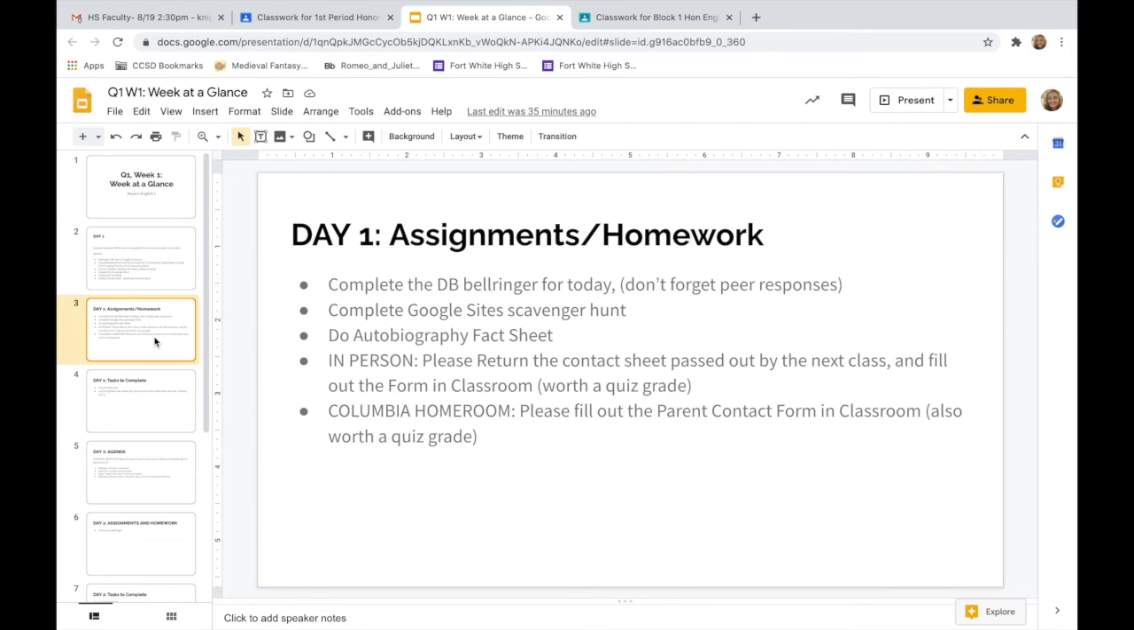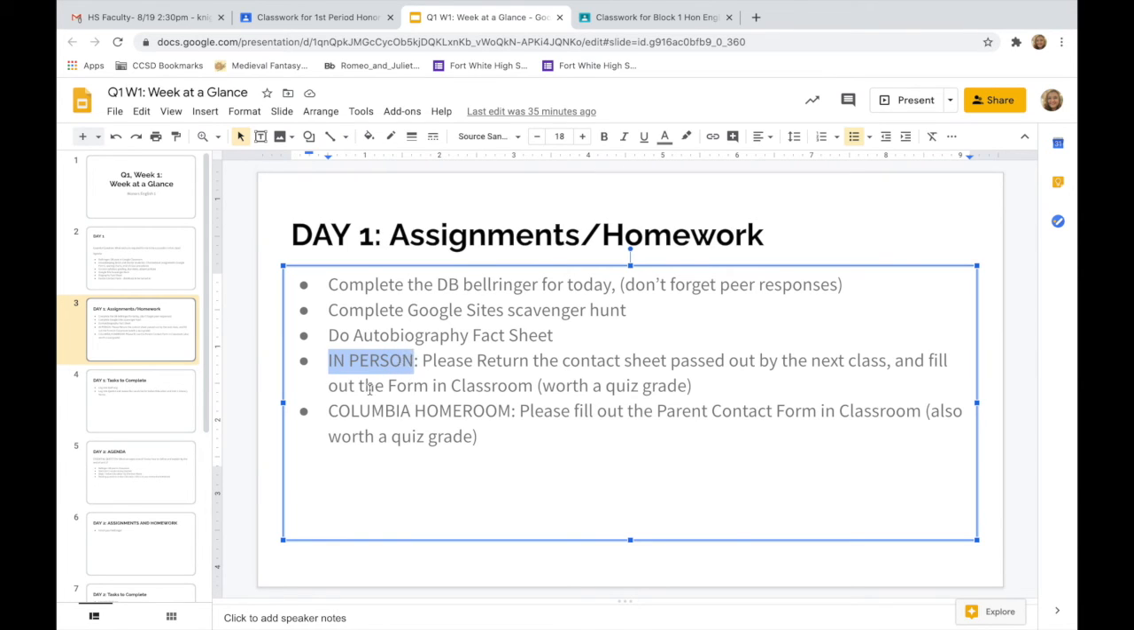Another important thing that we need to talk about is if you are in person, pay attention to the in-person bullet point, and if you are doing Columbia homeroom, please pay attention to the Columbia homeroom bullet points. Those are where the assignments only pertain to that specific group of people. So that's going to be it for how to navigate the week at a glance post.